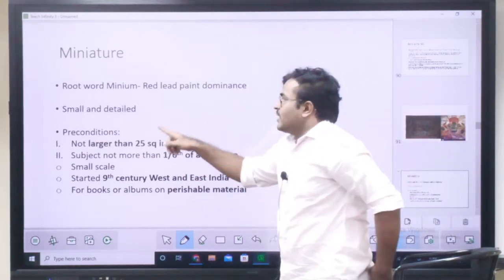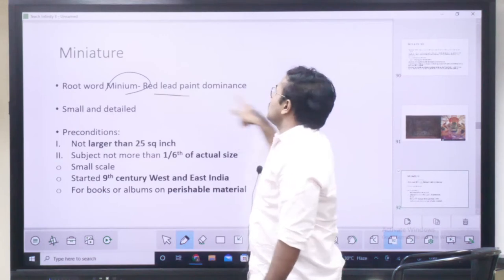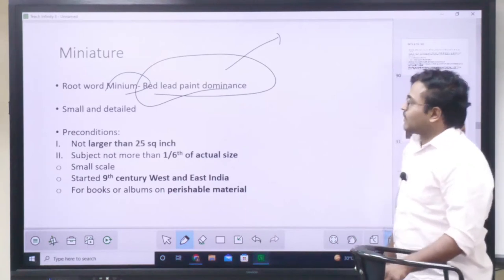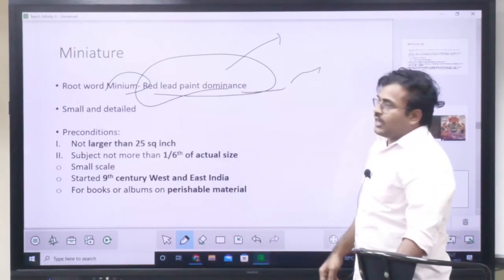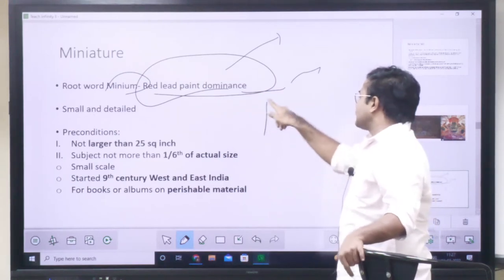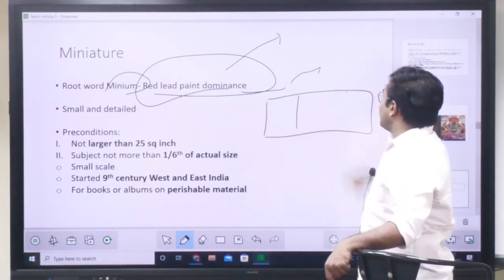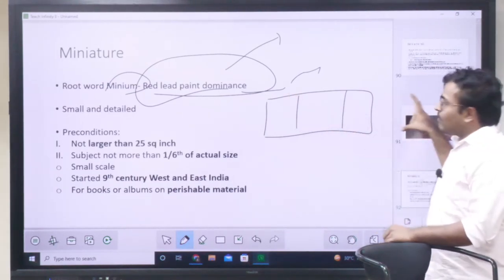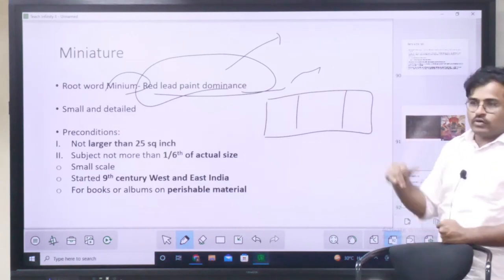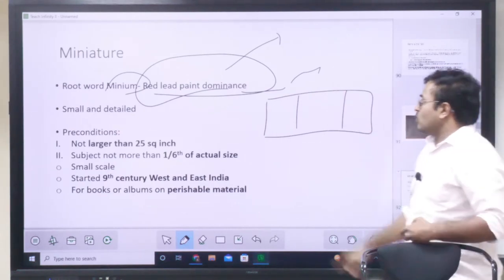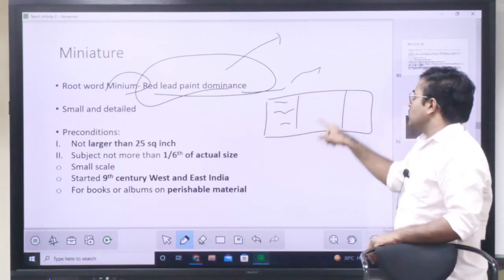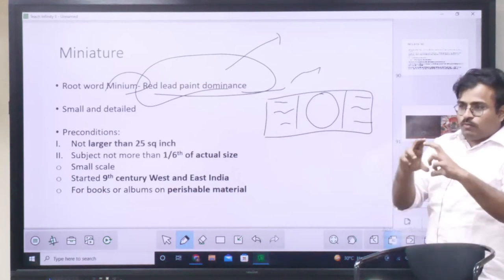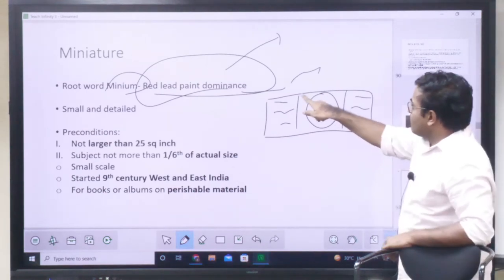The root word here is minimum. In most of these paintings, red lead paint dominates. Red lead paint is present with higher significance in miniature paintings. Most of the miniatures are very, very small in size and have a lot of detail in them. I'll just show one image of how this used to look. Before the entry of paper, you usually have a palm leaf or birch bark. At that point of time, they used to write the text here, draw a painting here and again write the text here on a small birch bark, and naturally the image will be very small.